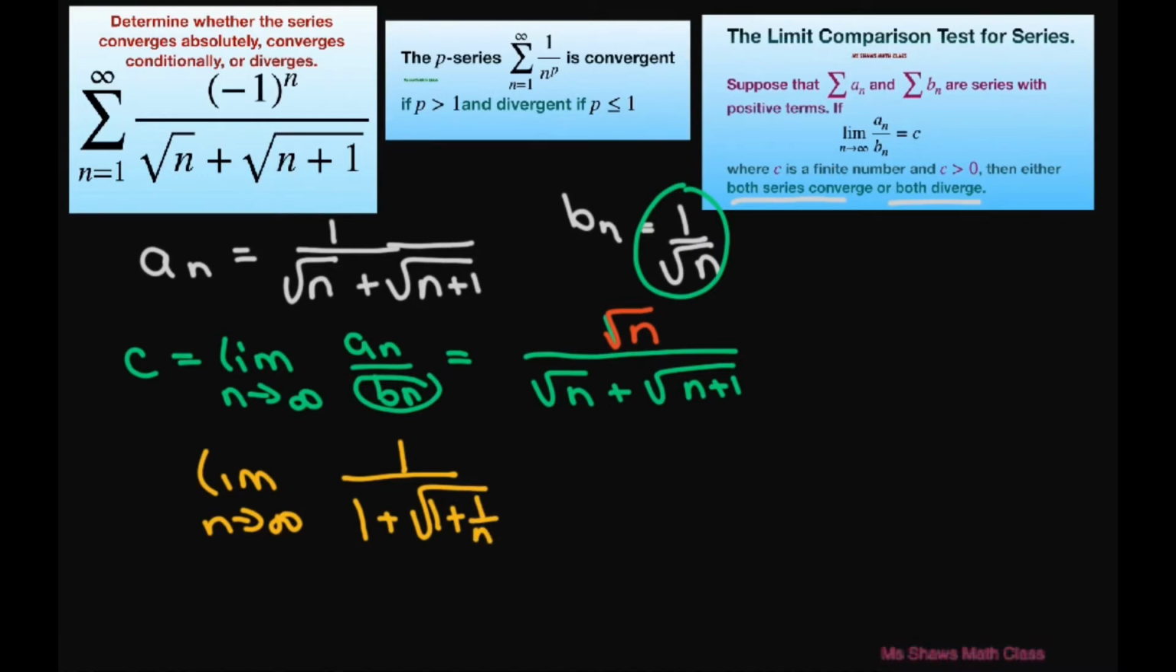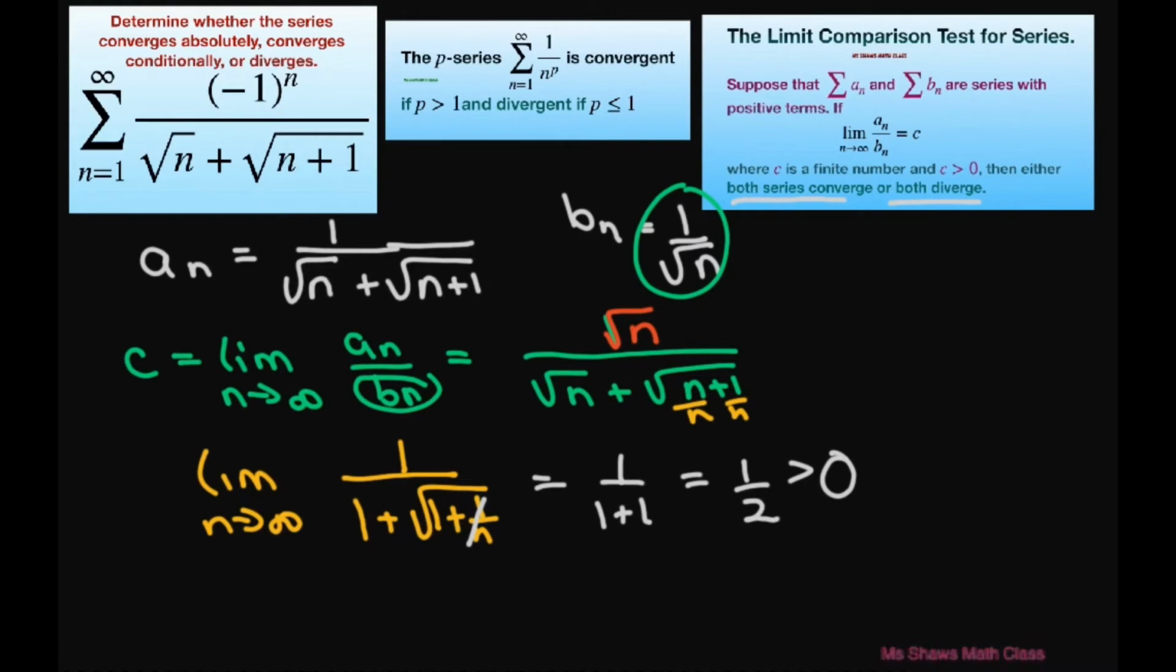All right, and then after that, basically this piece here, we're dividing both of those by n, by the way. So basically, this is just going to go to 0, and you're going to get 1 plus 1 plus 1, which equals 1/2, which is greater than 0. All right? So that tells us that either both of them converge or both diverge.